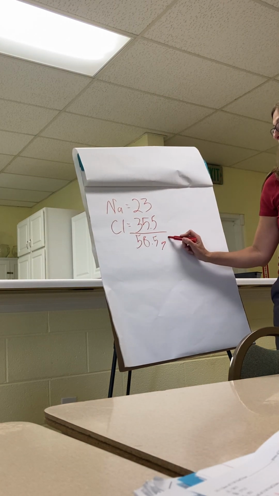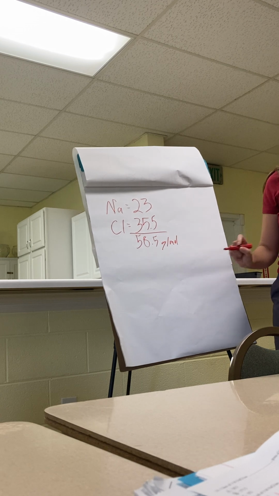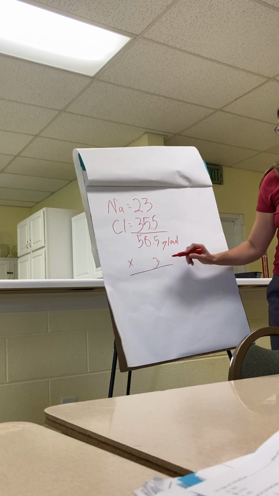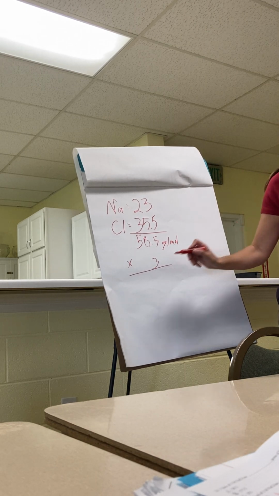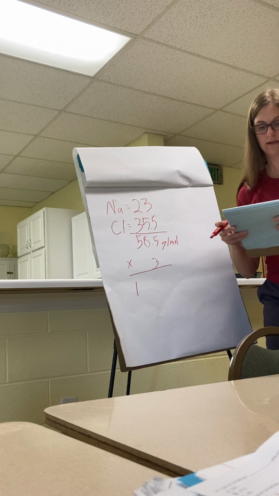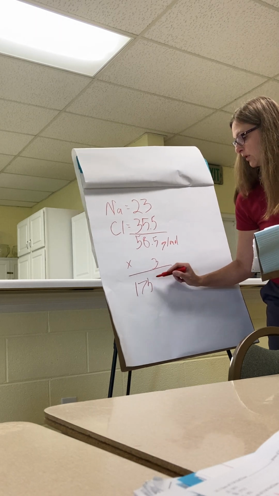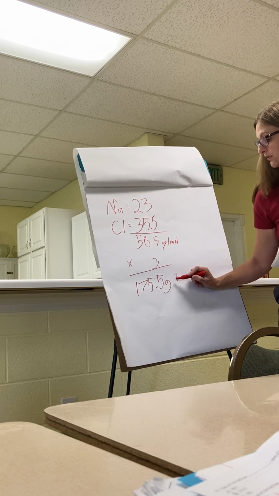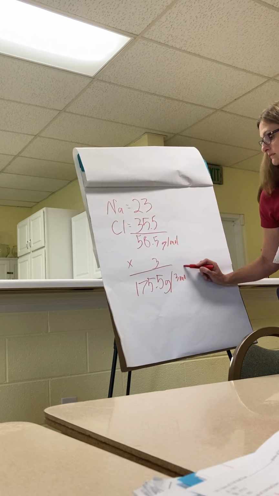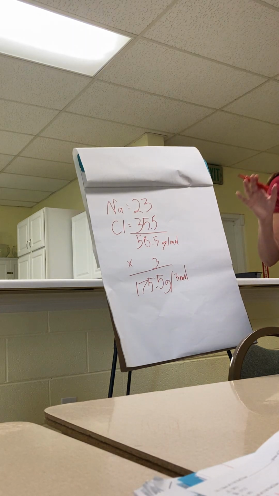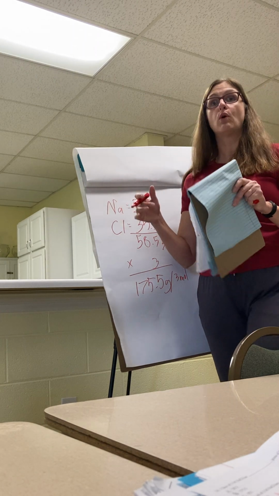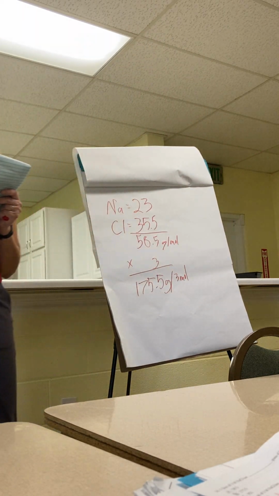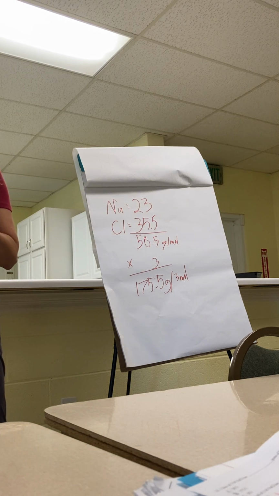So the grams per mole. But we don't have 1 mole. We have 3 moles. So times 3. Can someone multiply that for me, please? 175.5 grams for 3 moles. So this was a 3 molar solution. So it had 3 moles in that 1 liter. So that gave us the 175.5. Good?